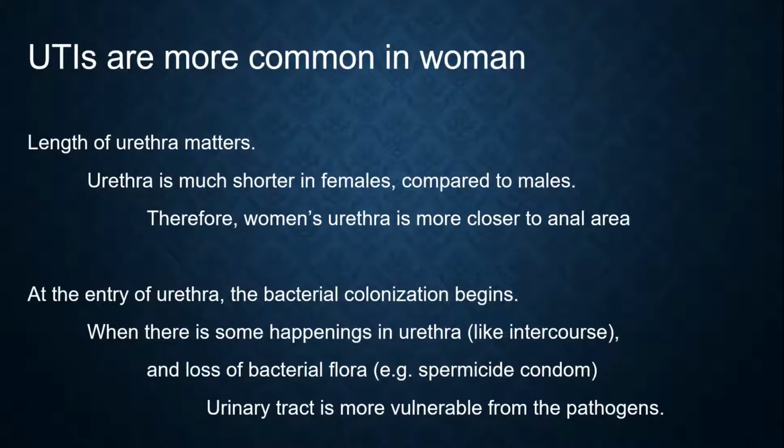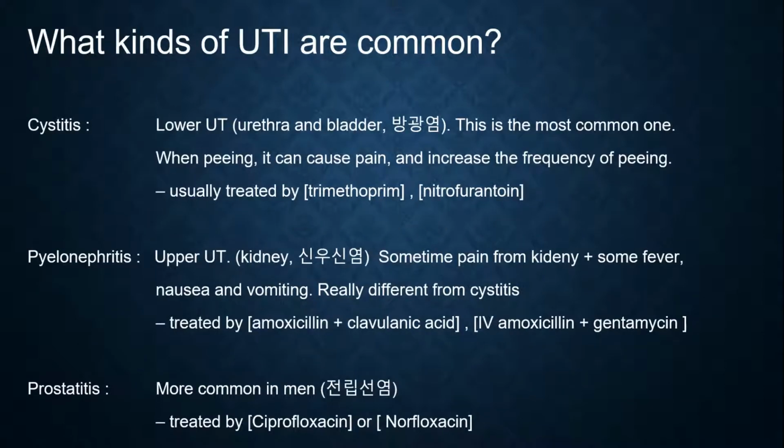UTIs are more common in women because the length of the urethra is shorter in females compared to males. At the entry of the urethra, bacterial colonization begins when there are events in the urethra, like intercourse, and loss of bacterial flora. For example, when using a spermicide condom, the urinary tract is more vulnerable to pathogens, so it is more likely to cause infection.